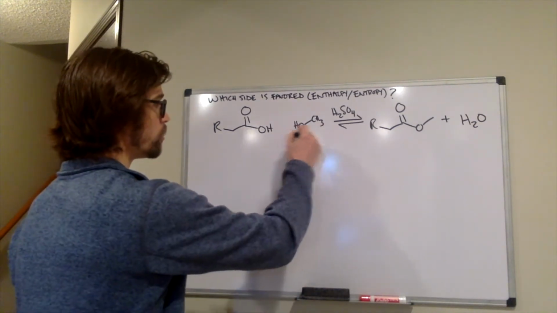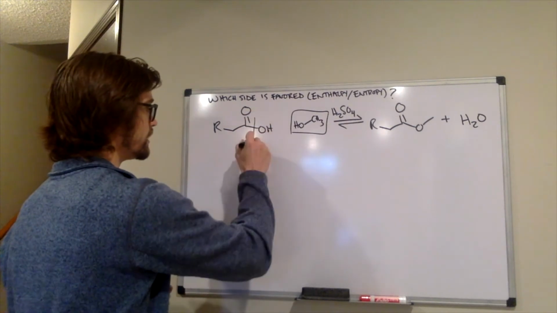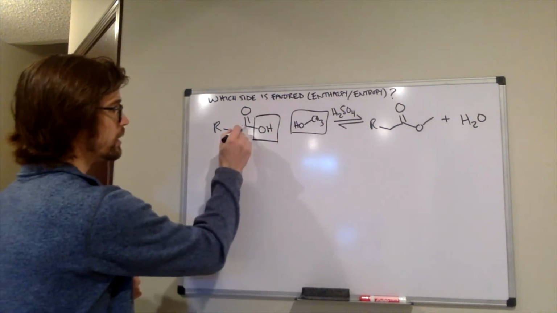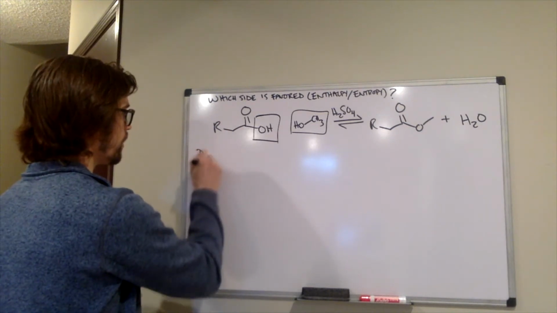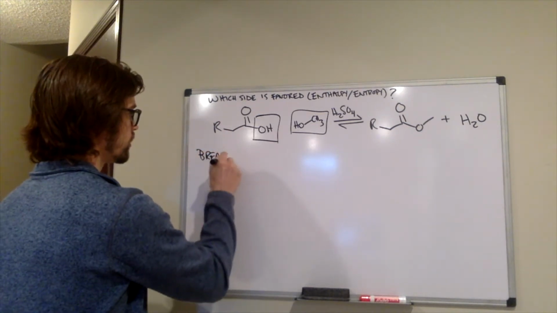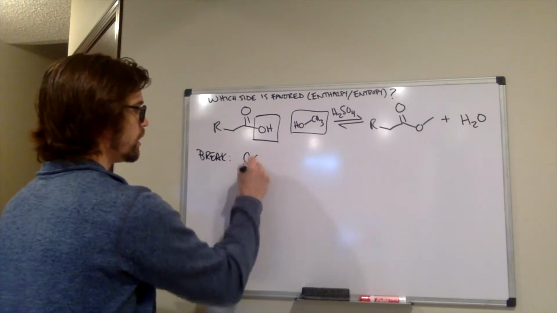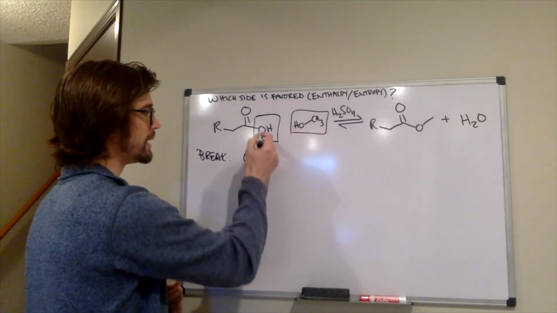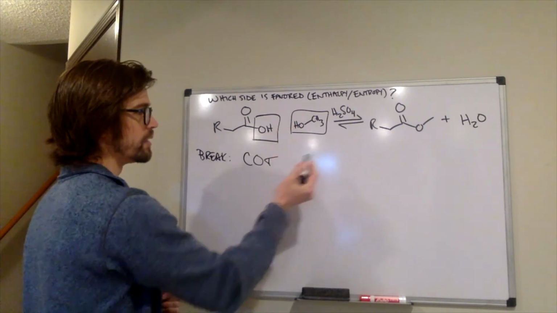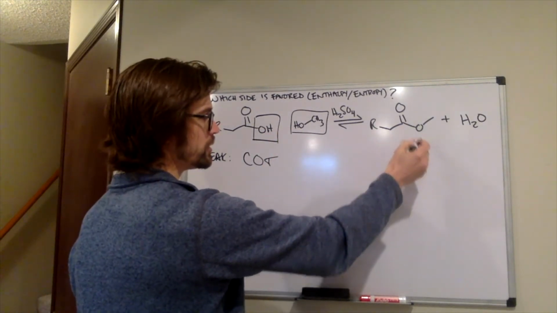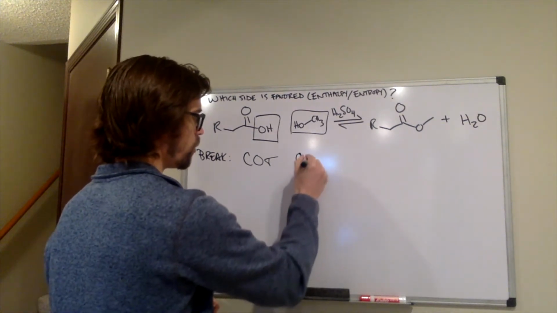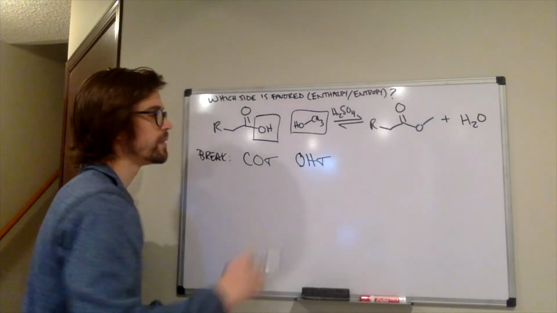So this whole piece is replacing this piece right here. So what's happening? Well, we're breaking a CO bond. So the bonds we're breaking include a CO sigma bond. What about this? Well, this piece is being added there, and in the process, the oxygen here used to have a hydrogen. It's gone now, so we also broke an OH sigma bond.